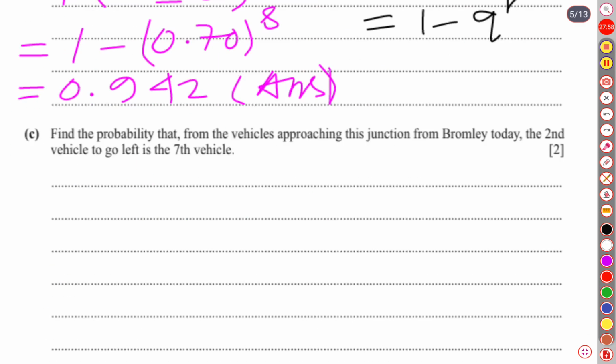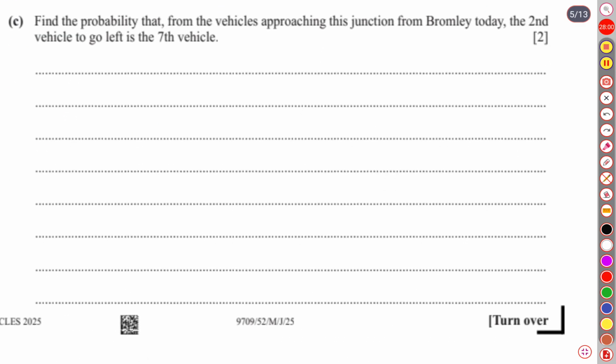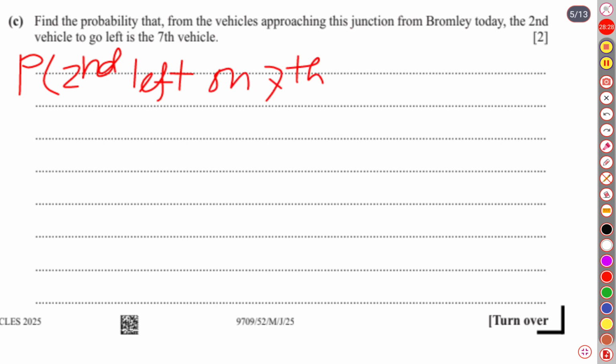Let's see what is written in question number 3. Find the probability that from the vehicles approaching this junction from Bromley today, the second vehicle to go left is the seventh vehicle. So let us write with different ink. Probability of second left turn on seventh time or seventh vehicle.